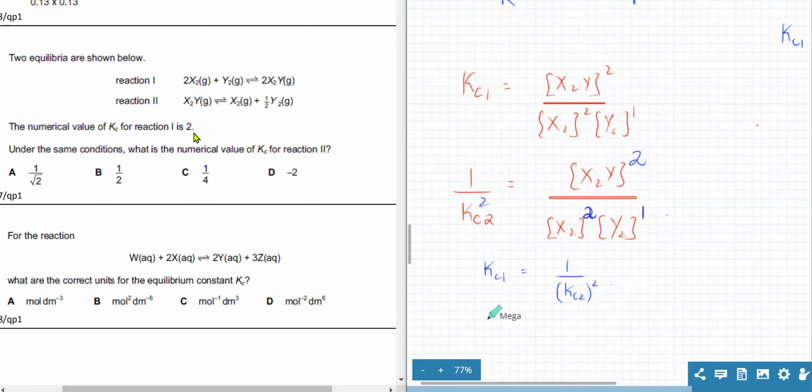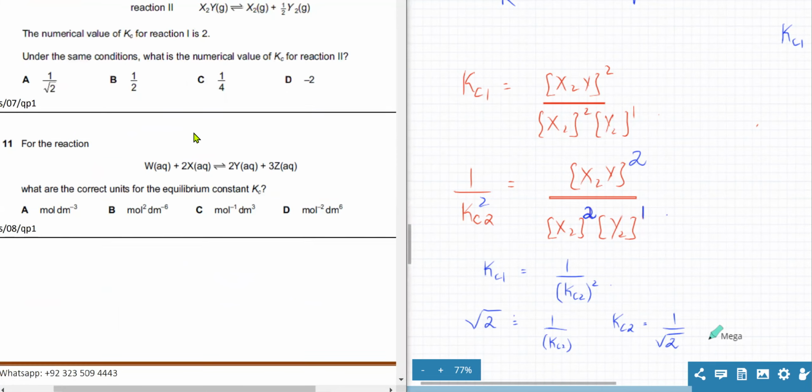And the final thing is that he gave you the value of Kc1, which was 2. So that means 2 is equal to 1 over Kc2 squared. Okay, so get rid of the square first. So you would have to under root it. And then if you turn the expression around, Kc2 would be 1 over the square root of 2. And that's going to be your answer to this question. Okay? So it's A in this case. Right? Is this clear?